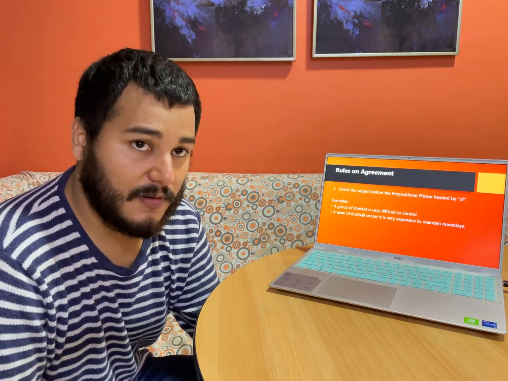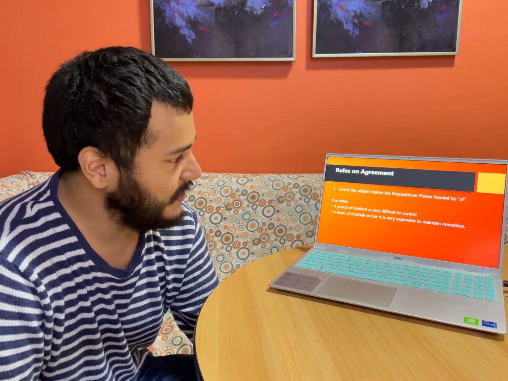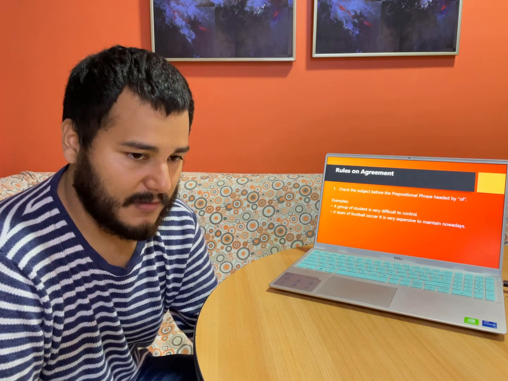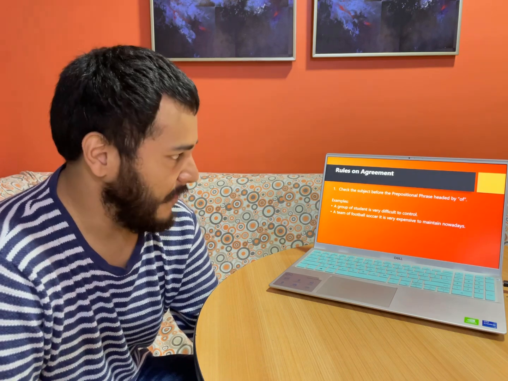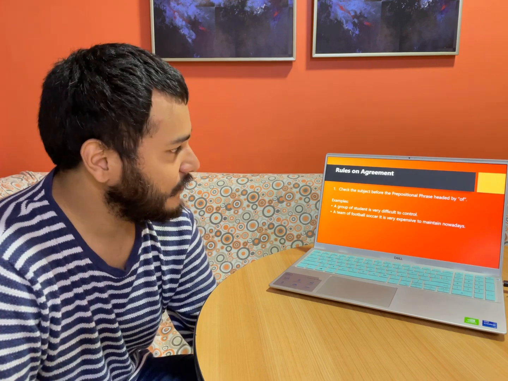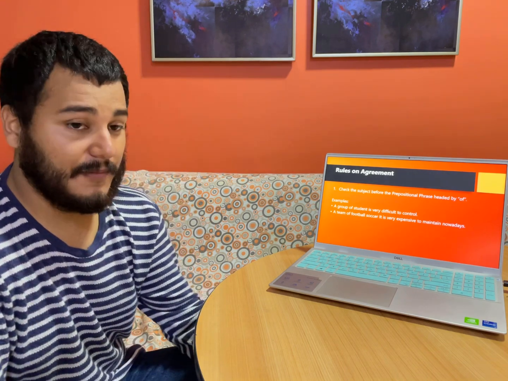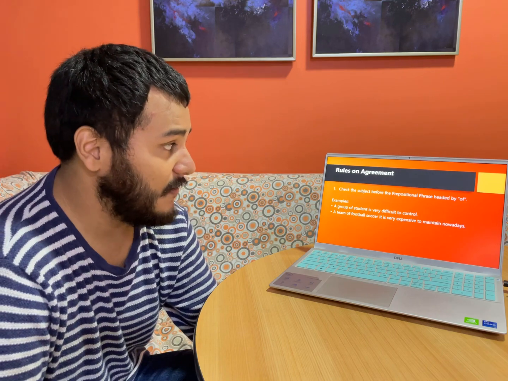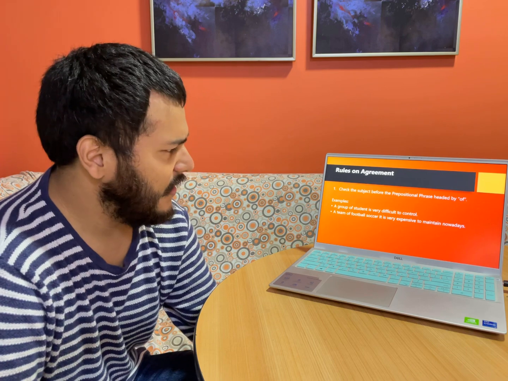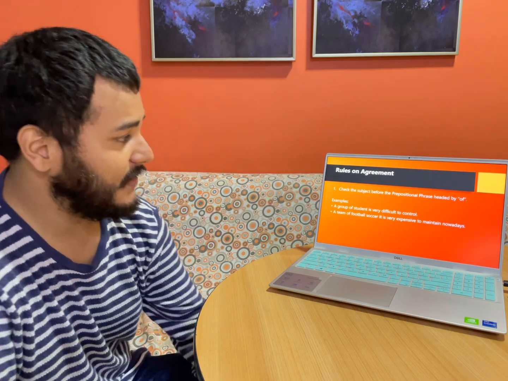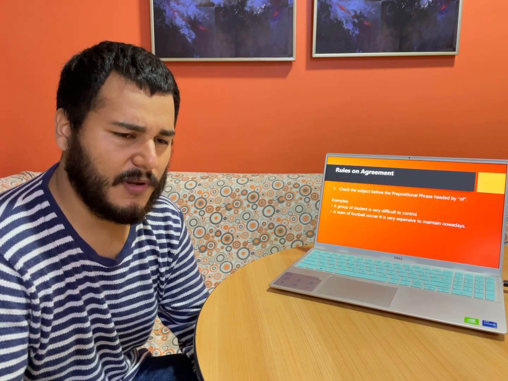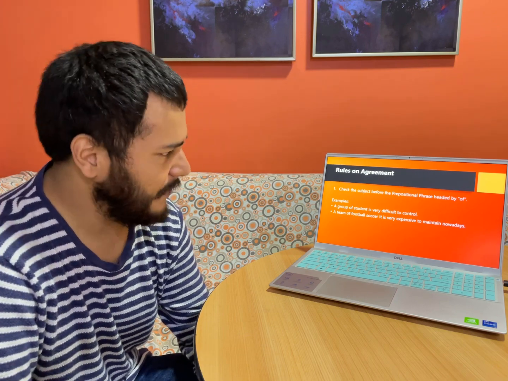And for this homework about English syntax, the main part of all this is the rules of agreement. These rules can be divided into six rules mainly. The first rule is to check the subject before the prepositional phrase, such as "of" or "by". We can show this with examples. For each rule of agreement of syntax, we have to give two examples for this homework.